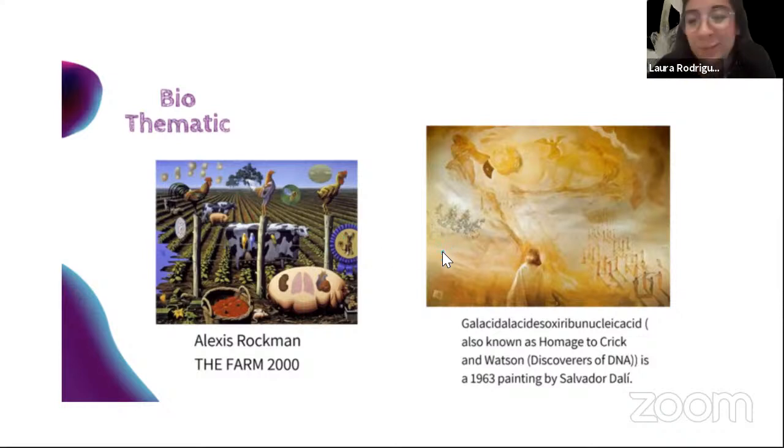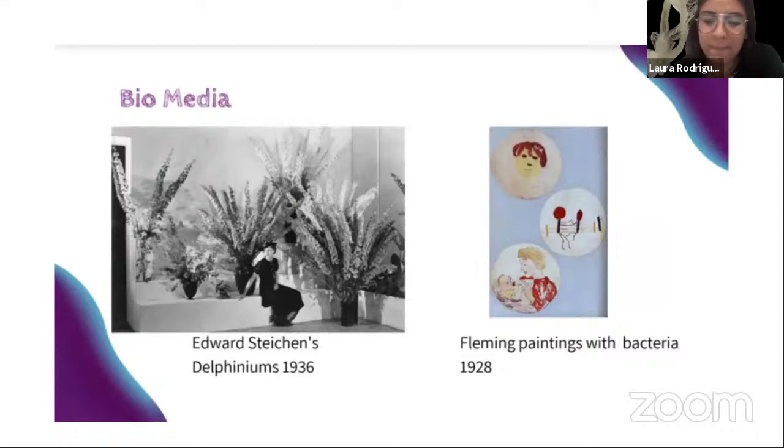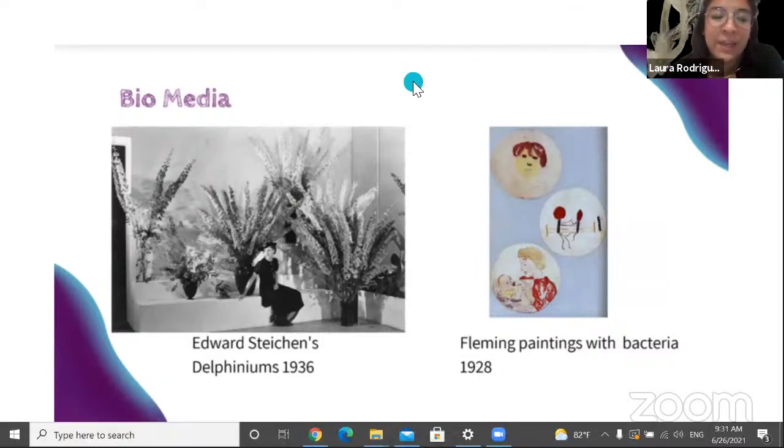But in that case, maybe Dalí was also using the biothematic, because he was alive at the time of the discovery of the DNA, and he was making paintings about the DNA, making some funny words like galactic deoxyribonucleic acid, combining the DNA name with the name of Gala, his partner. But for me, this enters the biothematic, but not as bioart. Then what for me, and most commonly, is interpreted as bioart are the artworks that use biomedia.